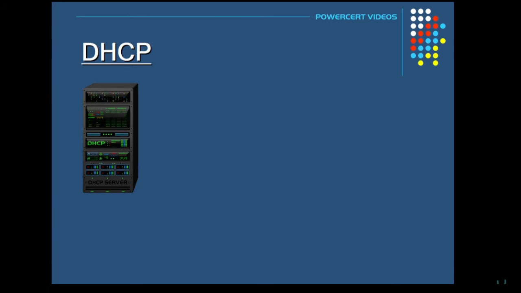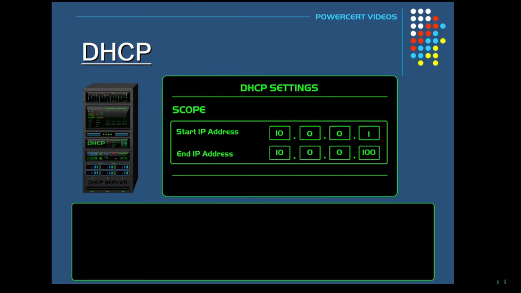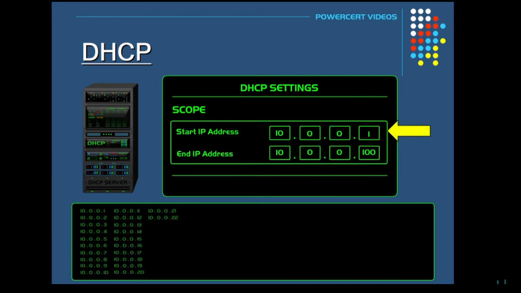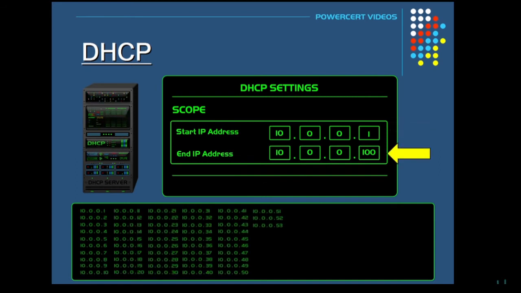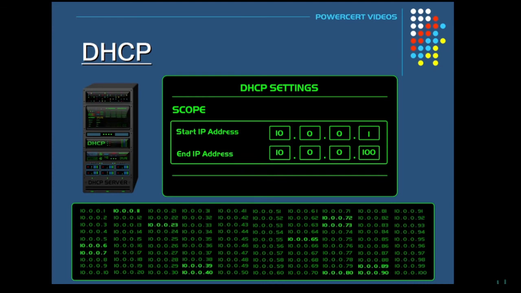Now, a DHCP server assigns IP addresses to computers on a network from its scope. And a scope is a range of IP addresses that a DHCP server can hand out. So as an example here, we see a scope of IP addresses on this server. So as you can see, the range starts with this IP address and ends with this IP address. So computers on this network will get an IP address from this range of IP addresses. So this scope can give out 100 IP addresses. Now these values can be customized to either increasing or decreasing the range. It all depends on what the network administrator wants to do.